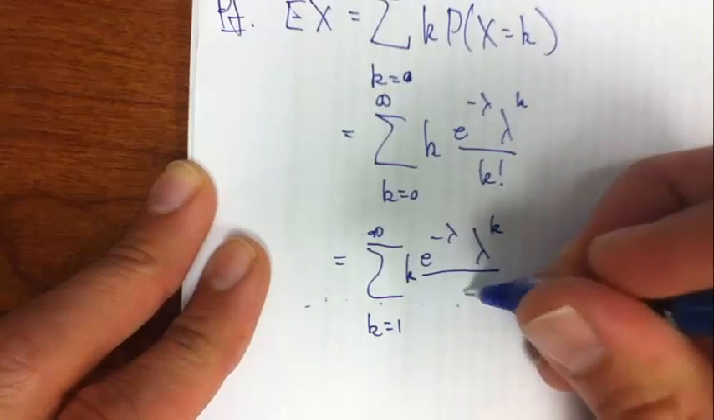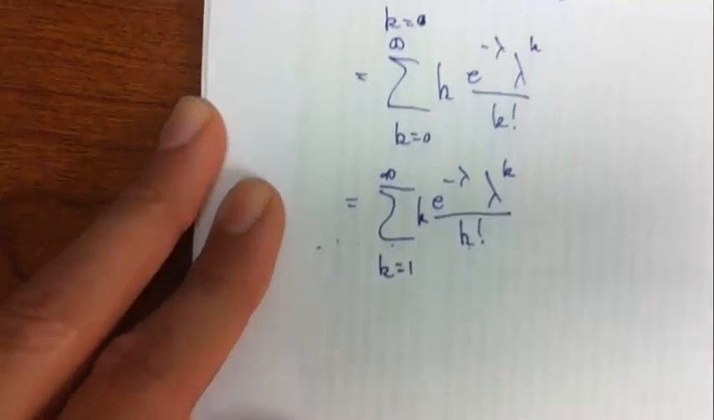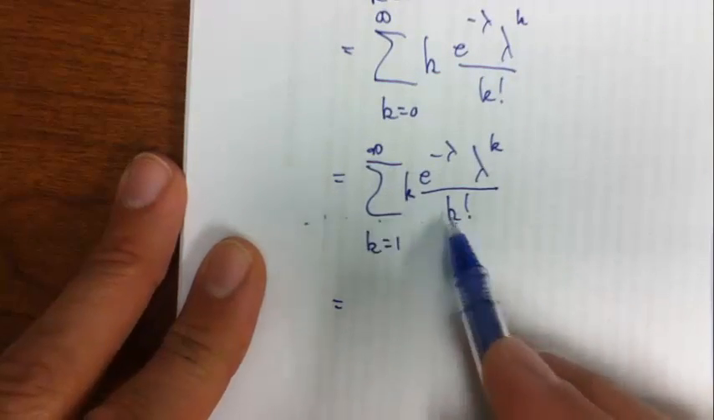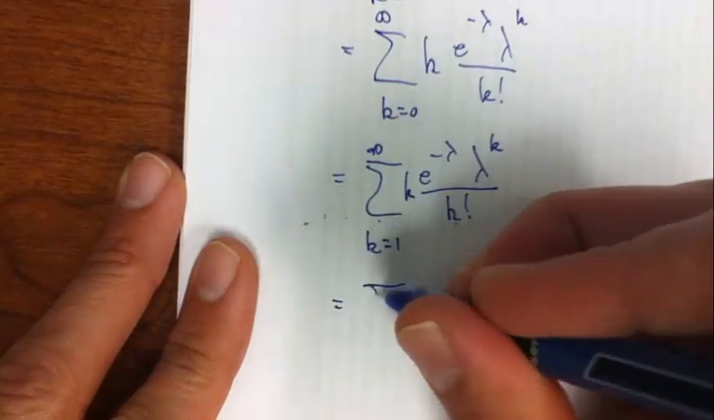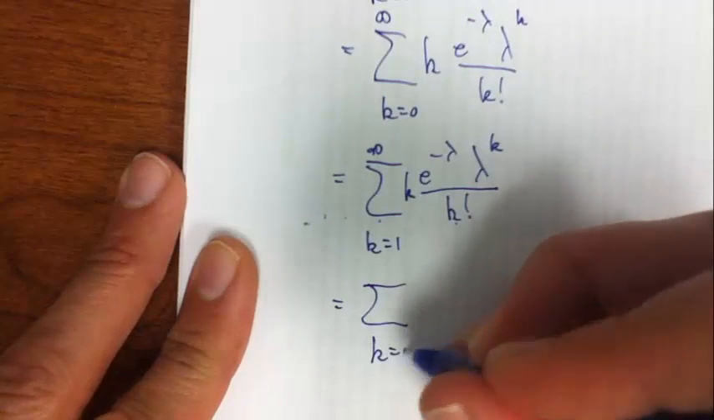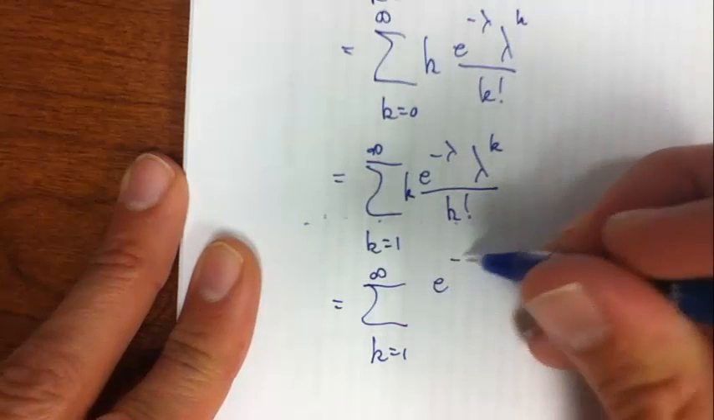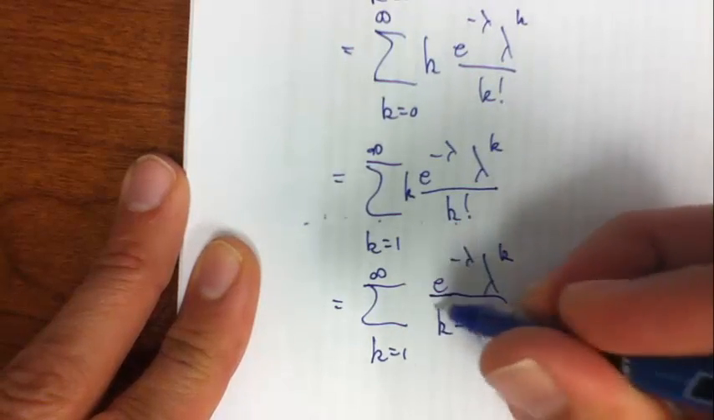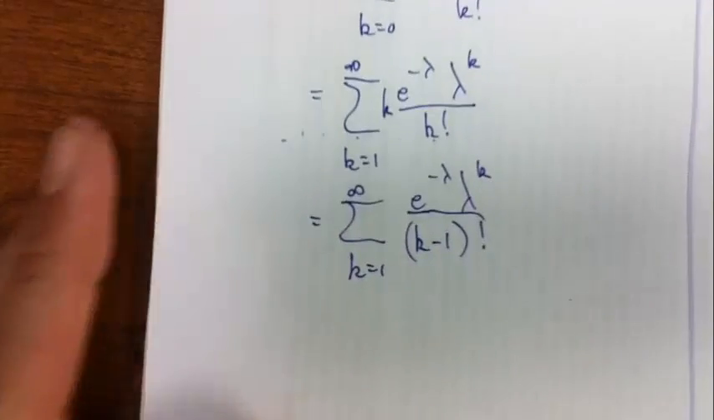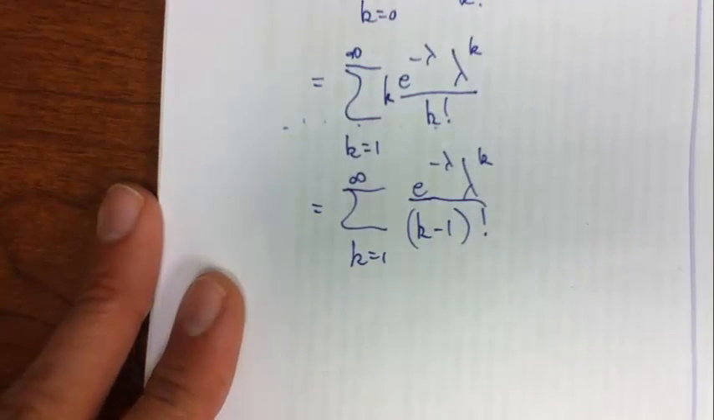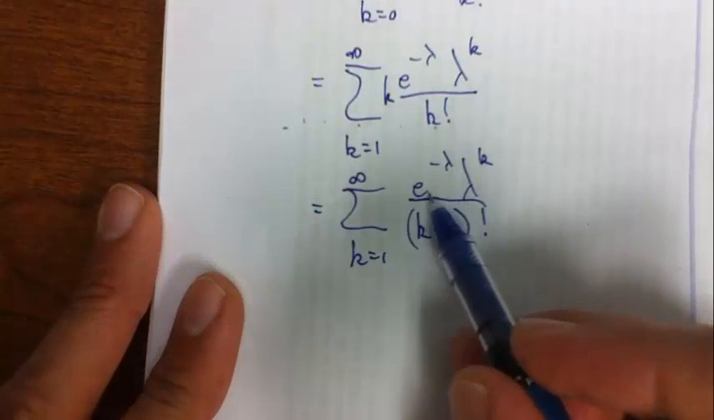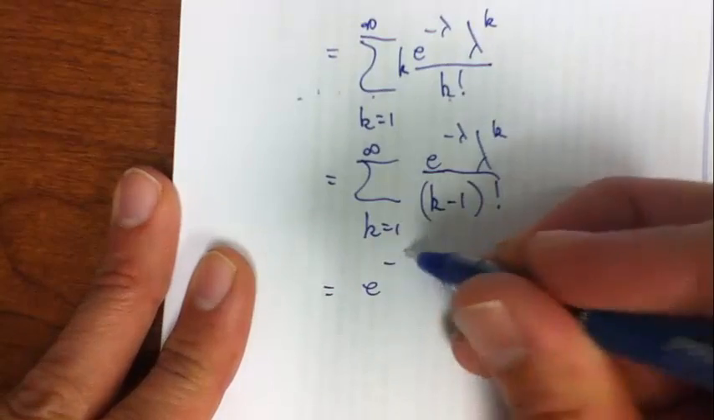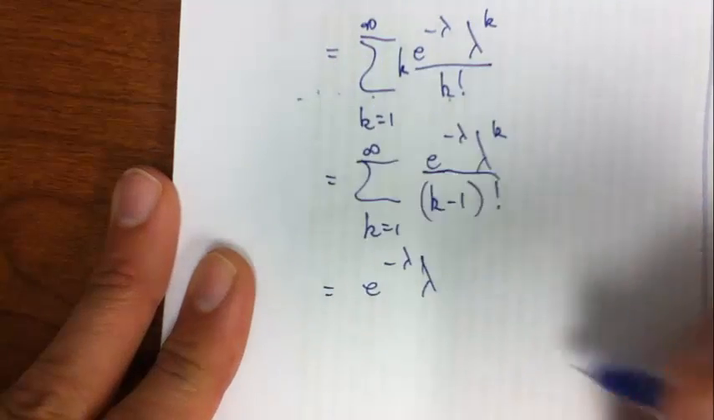Oops, missed my k. All right. And now let's see. I see that I can actually cancel this k with one of the k's in the bottom. So I'll have k minus 1 factorial at the bottom. And let's see, what else can I do? Oh, look at this. I can pull e to the negative lambda outside the summation sign, and I can also pull a lambda out of the summation sign.